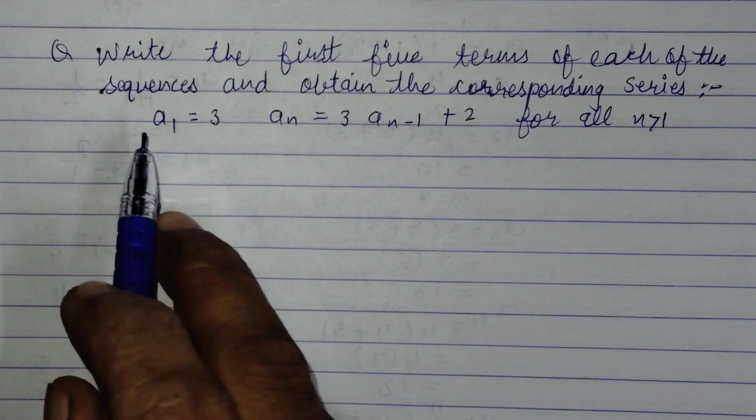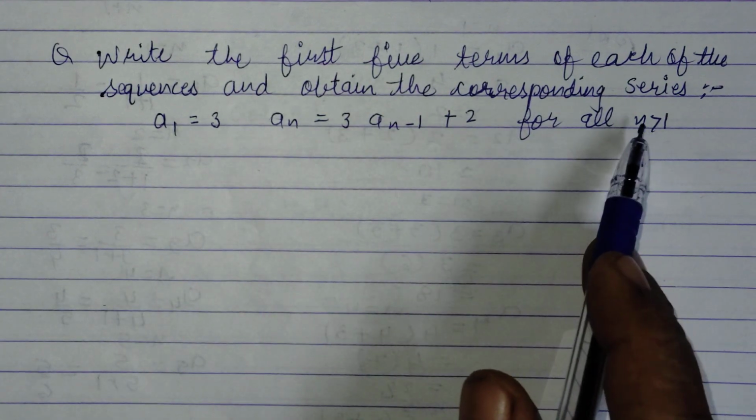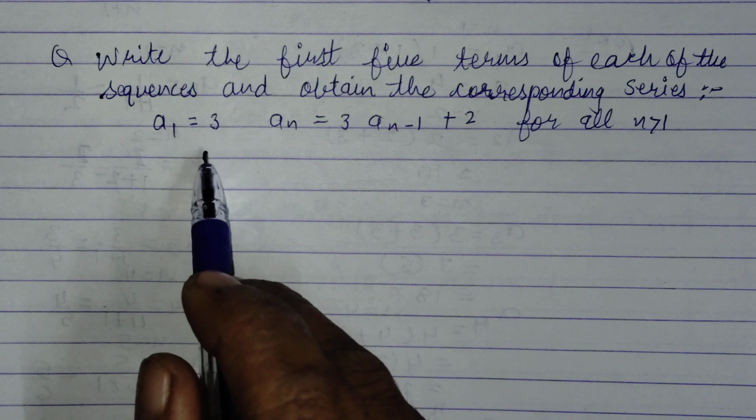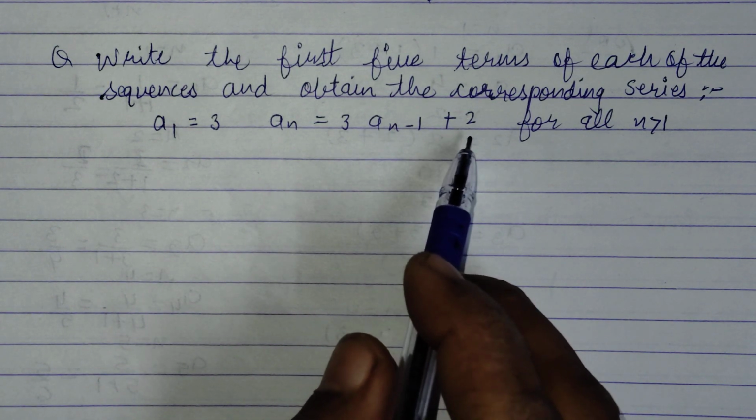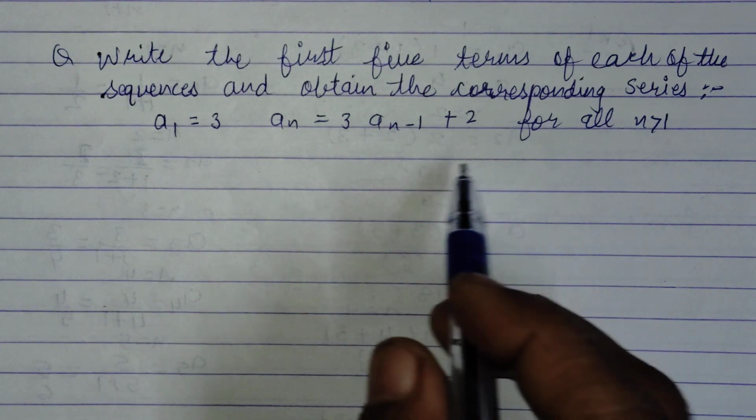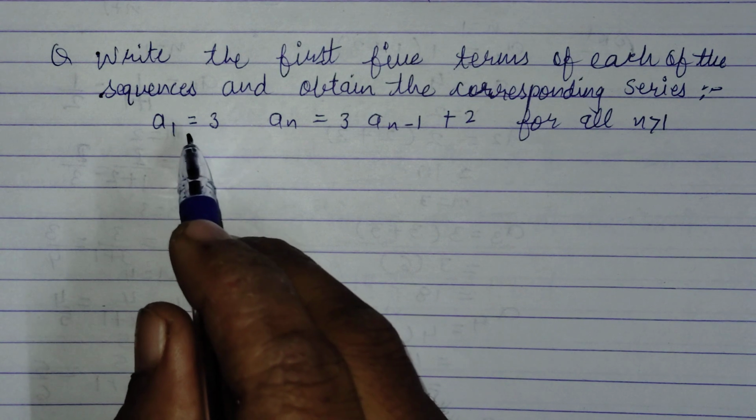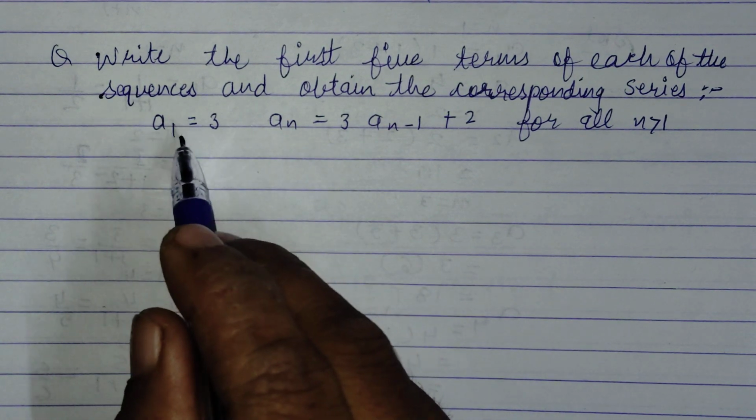Here is the next question. Write the first 5 terms of each of the following sequences and obtain the corresponding series. a1 is given as 3, it means the first term is 3. And the formula given is a_n equal to 3 a_(n minus 1) plus 2 for all n greater than 1. This is called a recursive series because the previous term is needed. a1 is the previous term and the next term is obtained from the previous term.